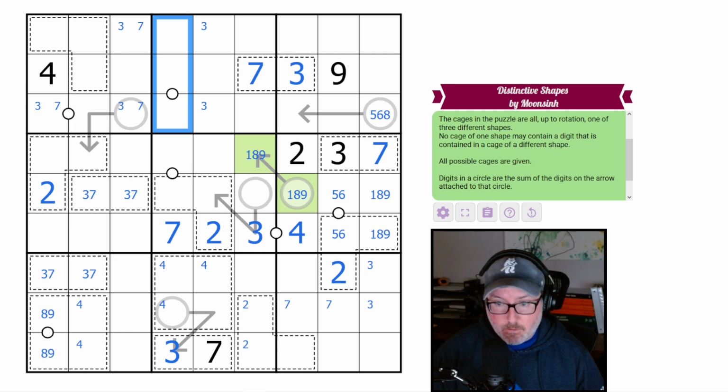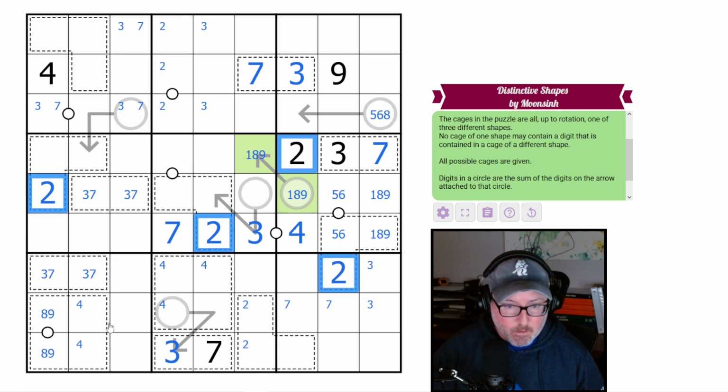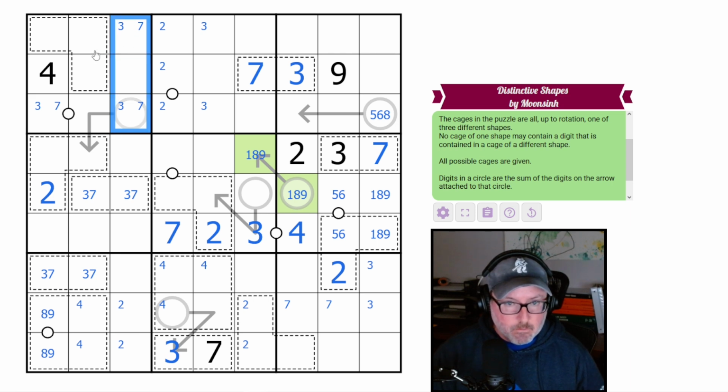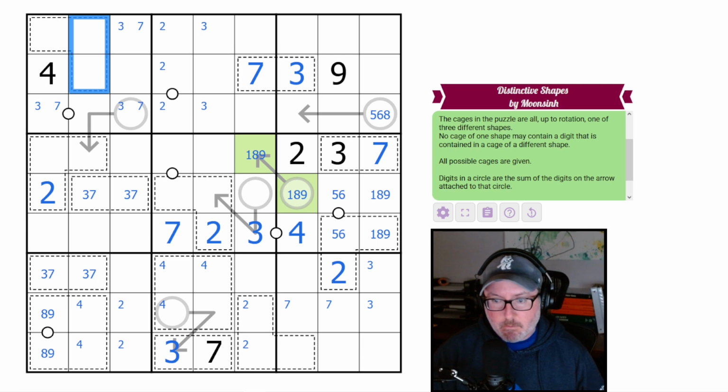One of these is a 2. Okay, so we know there is no 2 here, so one of these is a 2. And actually just one of these 2 because of this guy. What does that do? Oh, we know one of these is a 2 also. Didn't see that cage up there for a second.